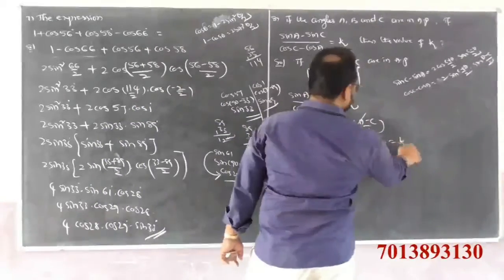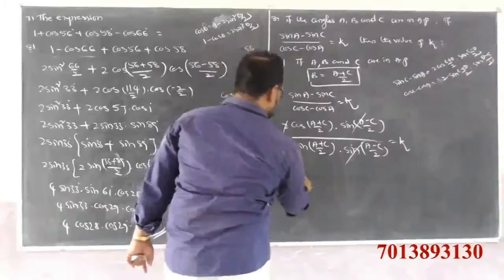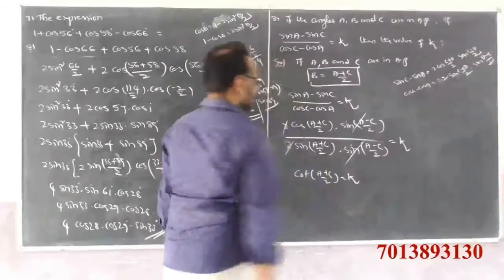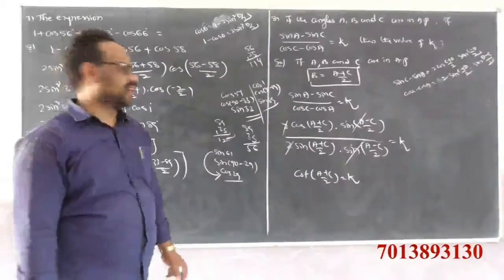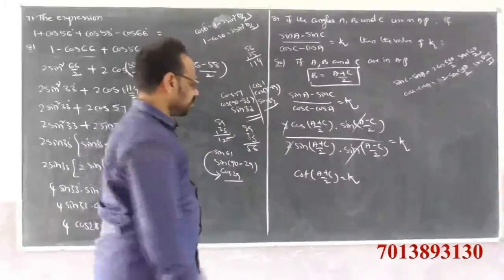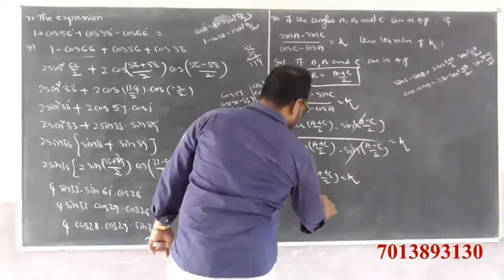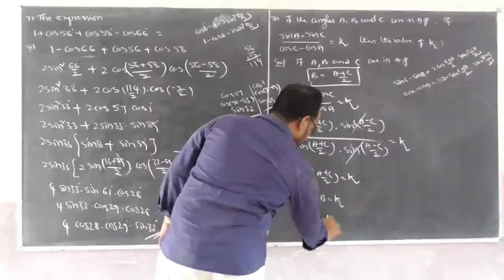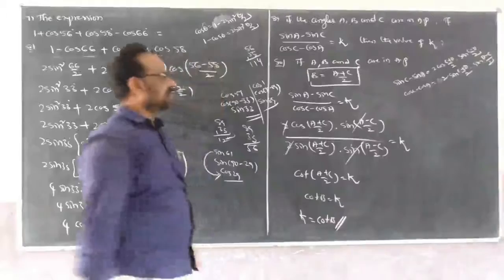So cos by sin is nothing but cot((A plus C) by 2), which is equal to K. Already we know that (A plus C) by 2 is nothing but B. Substitute here: cot B is equal to K. We want K, so K is equal to cot B.